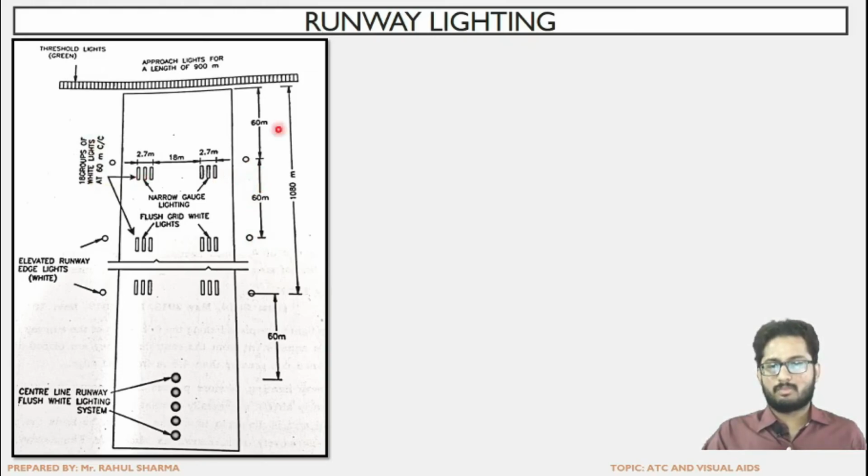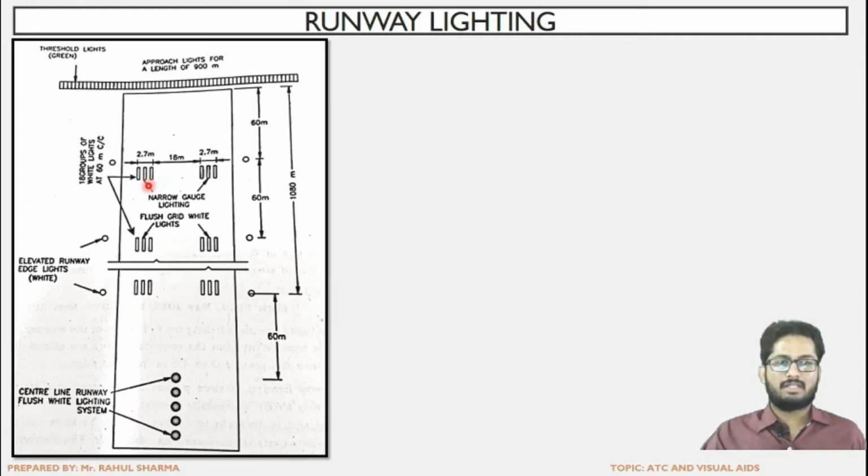The first group will be at a 60 meter distance from the threshold, and then onwards they will be at a consecutive distance of 60 meter. And at the end portion, the center line runway flush white lighting system. Again, these are the white lightings which are indicating the center portion on the other end, and they are also of flush type, that is of the same level as the pavement itself.